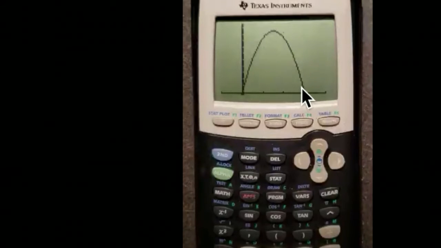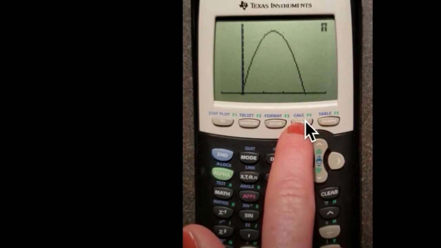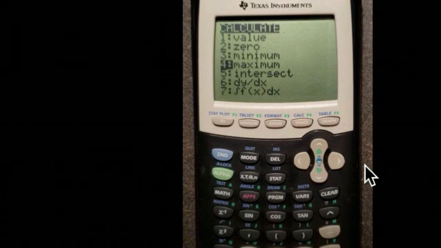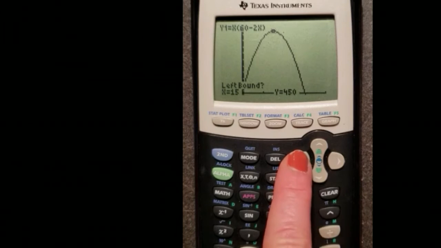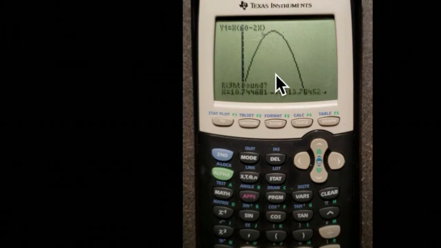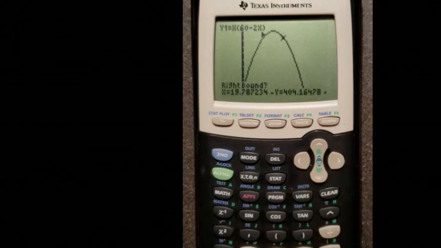It looks like this. And what you do to find the maximum value is you hit second trace to get to the calculate menu. You scroll down to the maximum, which is 4, hit enter. And then you have to set your left bound somewhere to the left, hit enter, and it'll put a little triangle there. Then you go to the right side of where that maximum value or the vertex occurs, and you hit enter. And then when you hit guess, it'll give you where the maximum occurs between those two x coordinates.